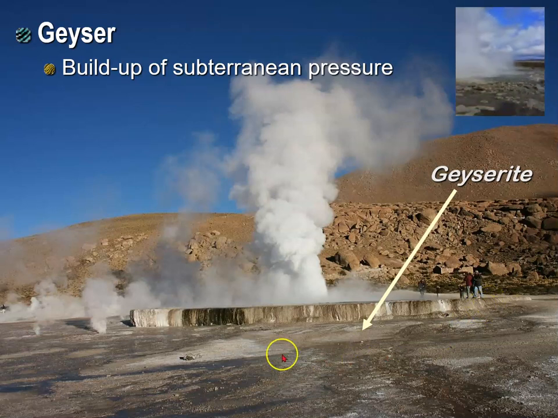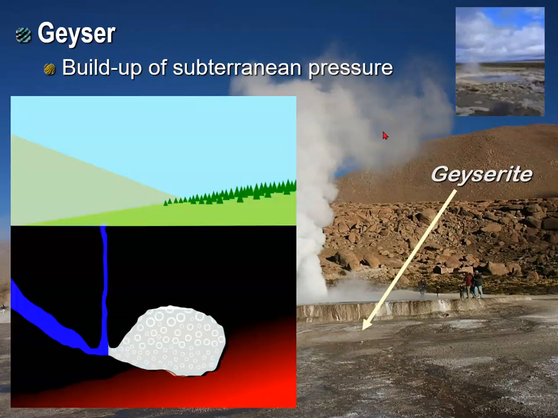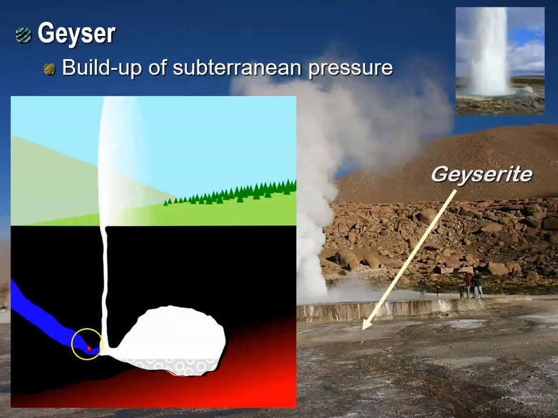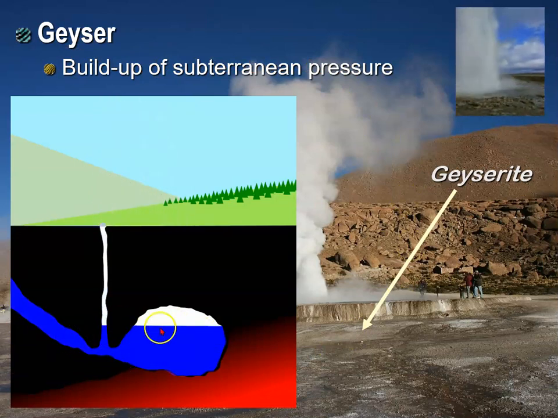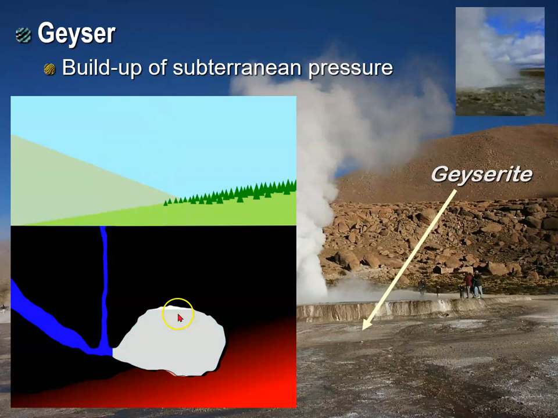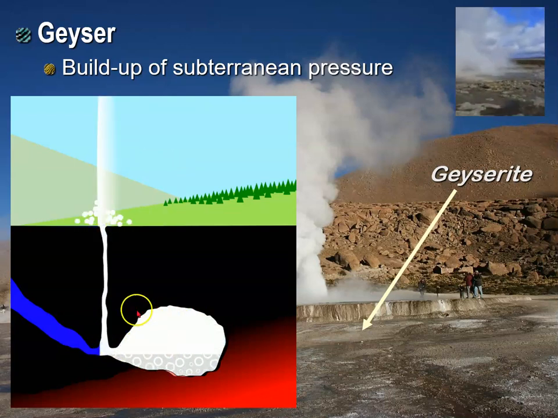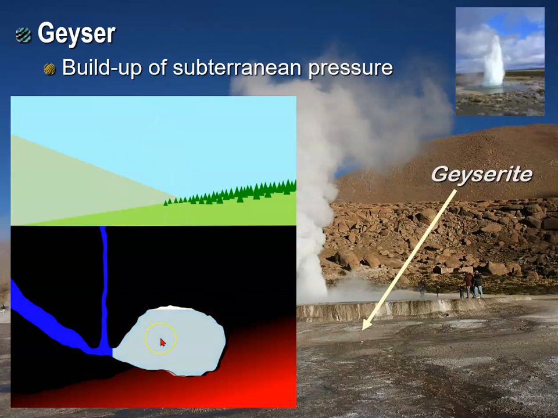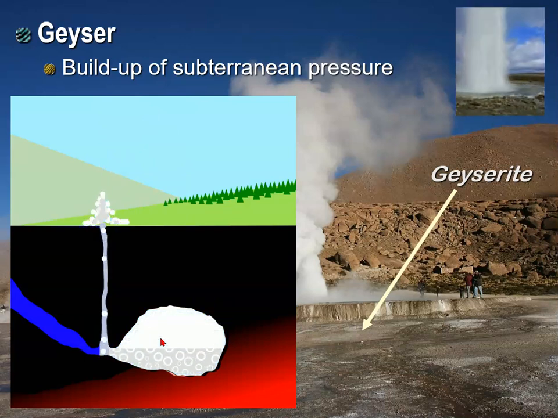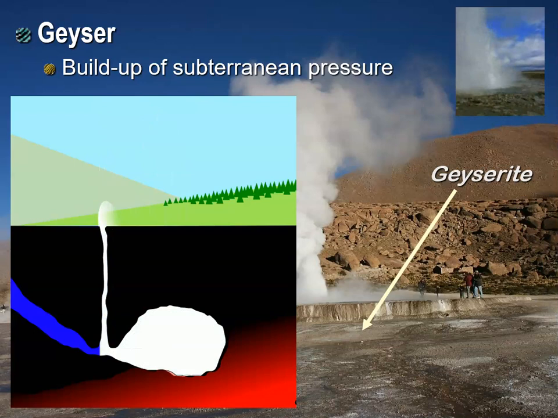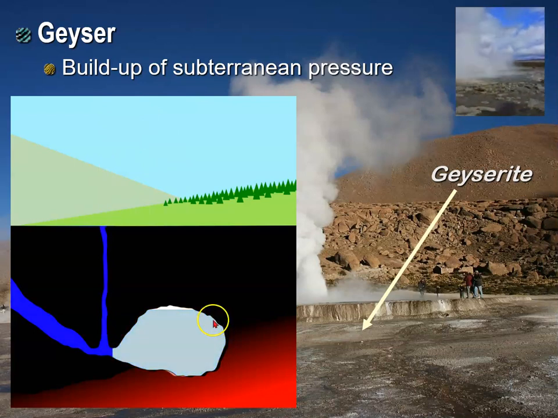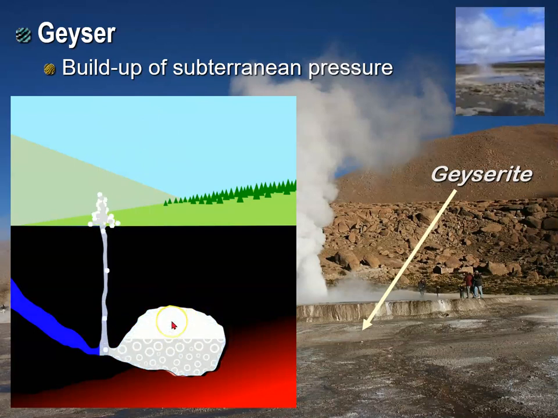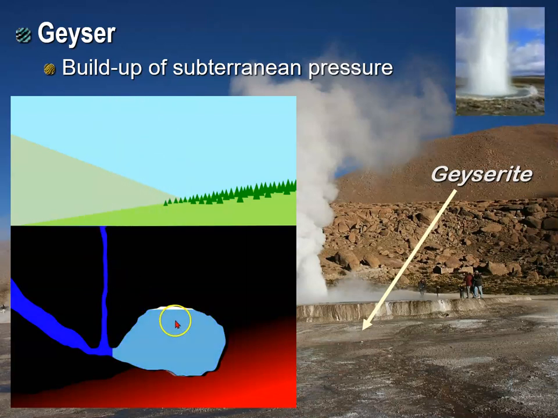But for the most part, it's kind of this grayish color. So the buildup of subterranean pressure, what usually happens is you've got a water source feeding into a subterranean void. And as the water feeds in and the pressure builds up, it changes the boiling point of water. The higher the pressure, the higher the boiling point. At some point, the pressure builds up so great that it finally reaches its boiling point. Once it boils, the pressure releases.